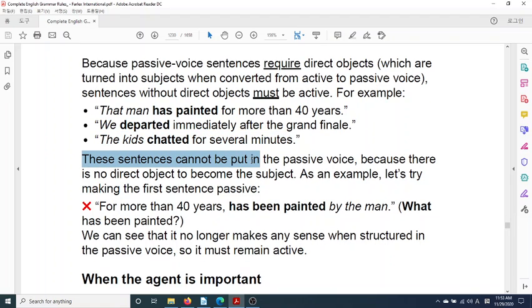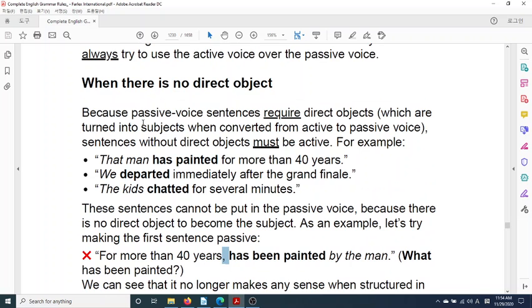These sentences cannot be put in the passive voice because there is no direct object to become the subject. As an example, let's try to make the first sentence passive. For more than 40 years, has been painted by the man. What? What has been painted? Right? We have no idea. Since what was painted was never said, it can't be the subject of the sentence, right? So, if you have a sentence where you're omitting or not saying, or there is no direct object, right? She sings well, then you have to use the active voice.